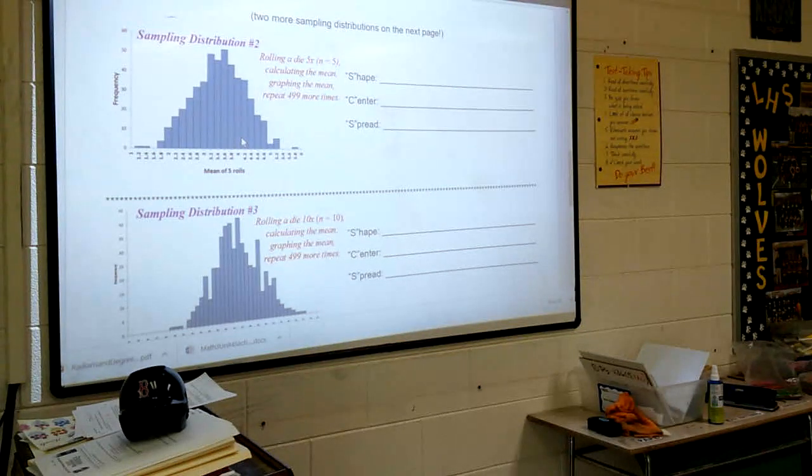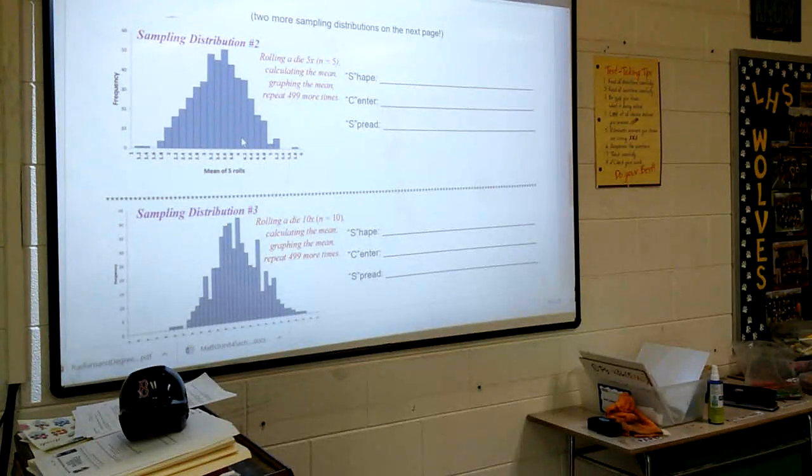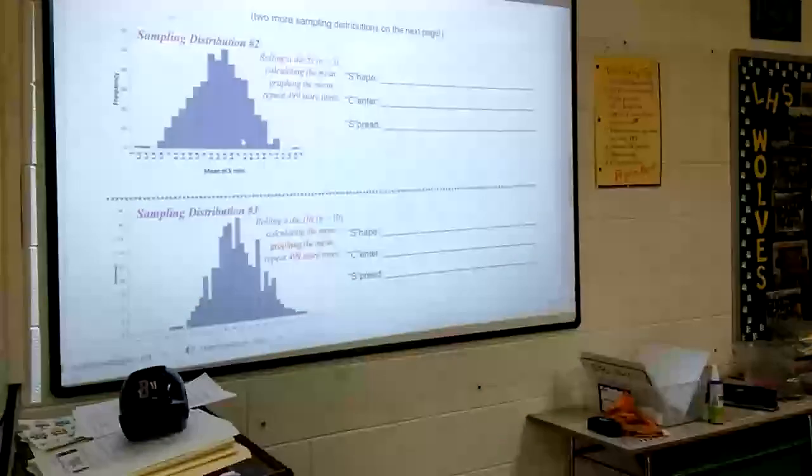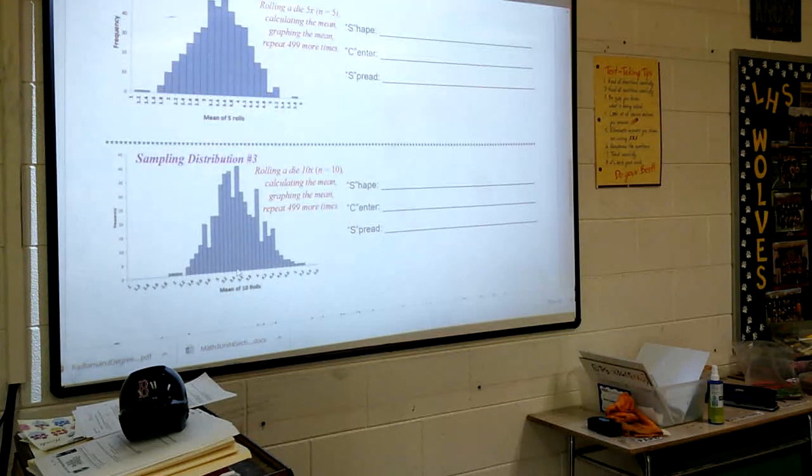There's not as many out there beyond 5 or beyond 2 because they're all getting closer to the mean because you rolled it 5 times instead of just twice. When you roll it 10 times, it gets even closer to the mean being 3.5. Notice that most of the values are between like 4.5 and 2.5, and they're not as spread out. So the more times you do something, the closer it should get to the mean or the average, and the less times you do it, obviously, the more spread out it'll be.